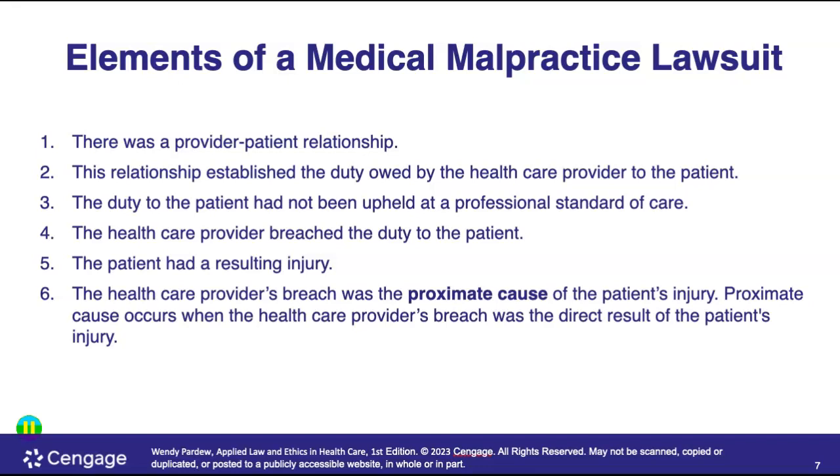The patient had an issue or injury due to that mistake. And finally, the healthcare provider's breach was the proximate cause of the patient's injury. What that means is, due to the mistake that the provider made, it's a direct impact to the patient. Proximate cause occurs when the healthcare provider's breach was a direct cause of the patient's injury. So the mistake the provider made is the reason the patient had an adverse outcome.